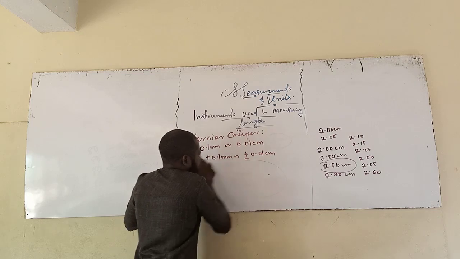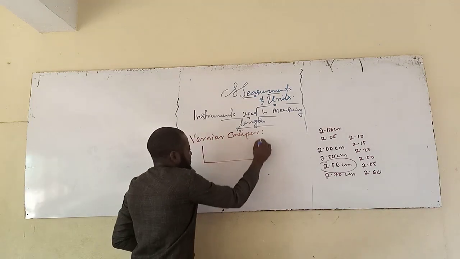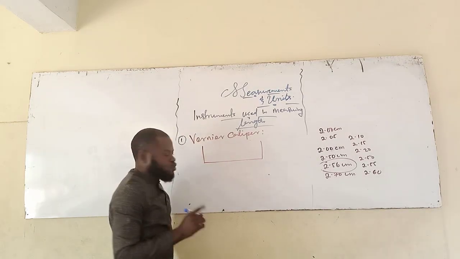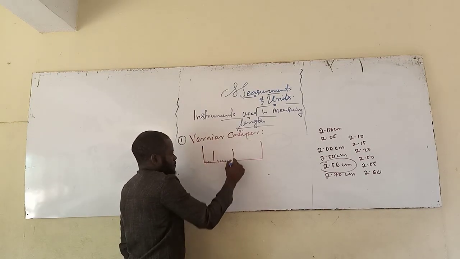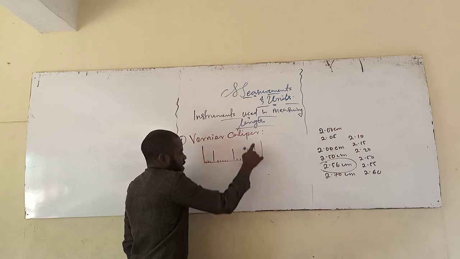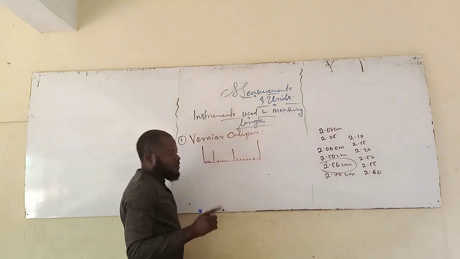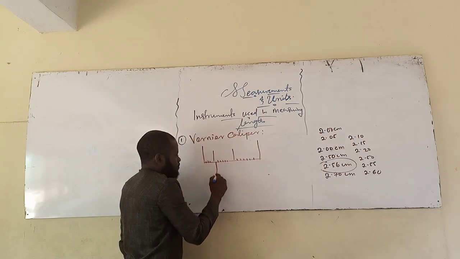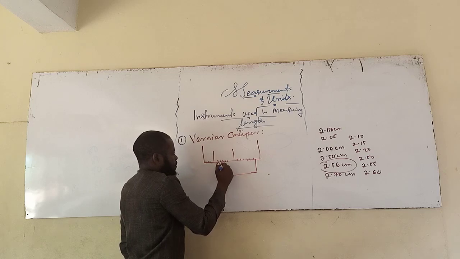So look up, please. A vernier caliper has two scales. How many scales? Two. Let's say this. This is just a rough sketch. Are you getting this now? It's just a rough sketch. Now, this is another one here. And this one has a small dot also.